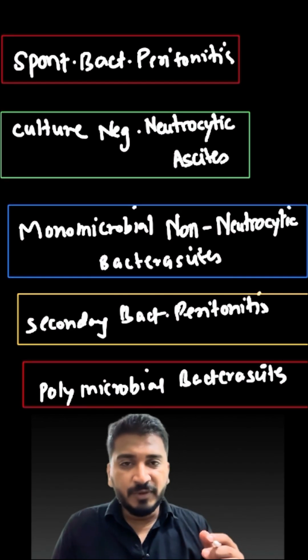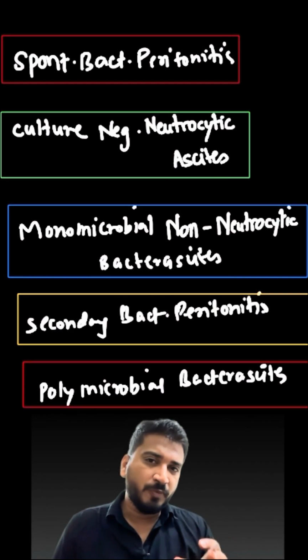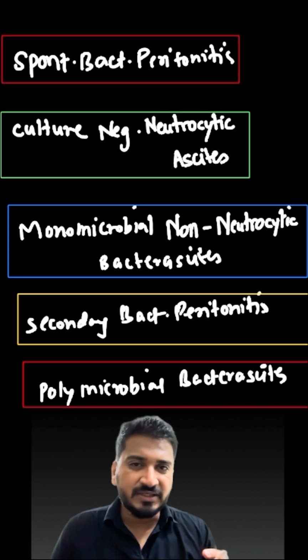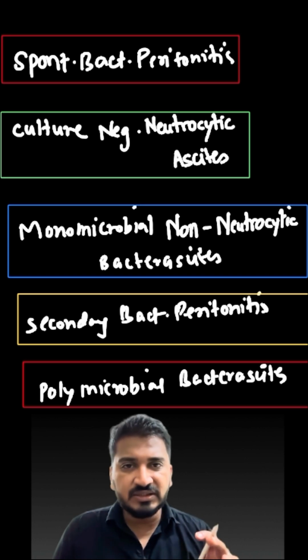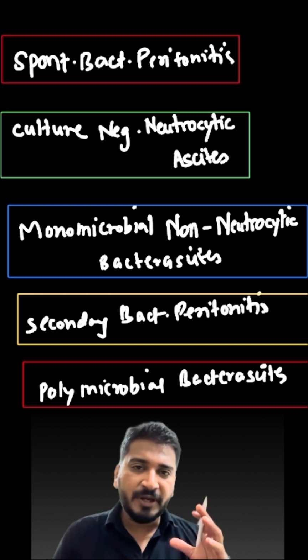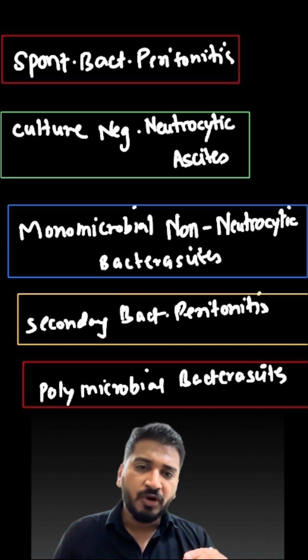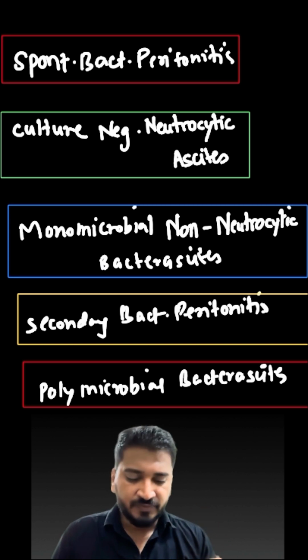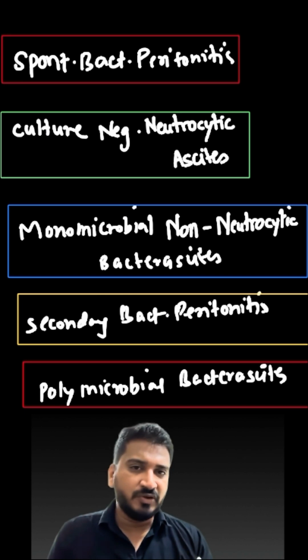Okay, so now we will be discussing this very important topic, that is, if a patient of ascites comes to you and the ascites is infected. The patient can have any one of these 5 clinical entities. First of all, spontaneous bacterial peritonitis.